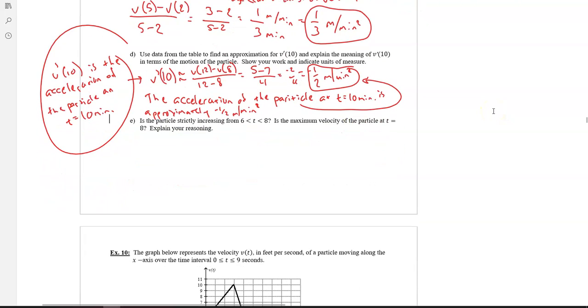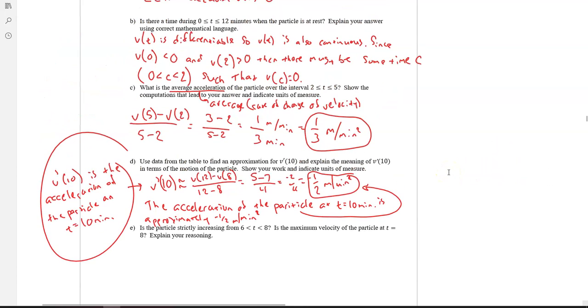All right, letter E. Is the particle strictly increasing from 6 less than t less than 8? Is the maximum velocity of the particle at t equals 8? Explain your reasoning. Okay, yeah. So, is the particle strictly increasing from 6 less than t less than 8?